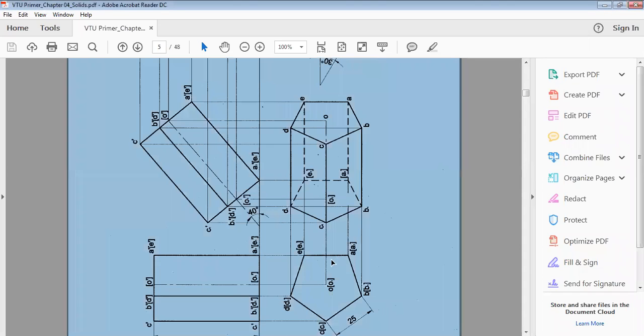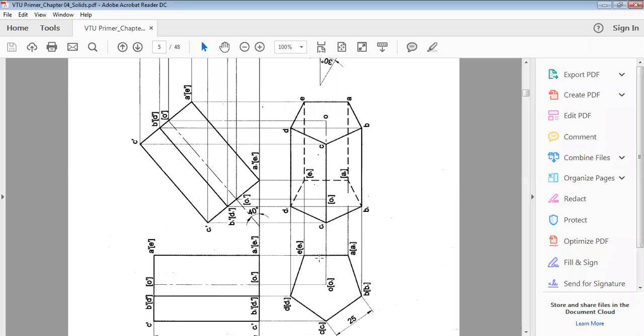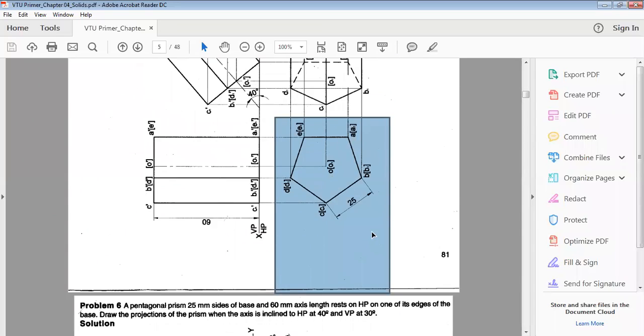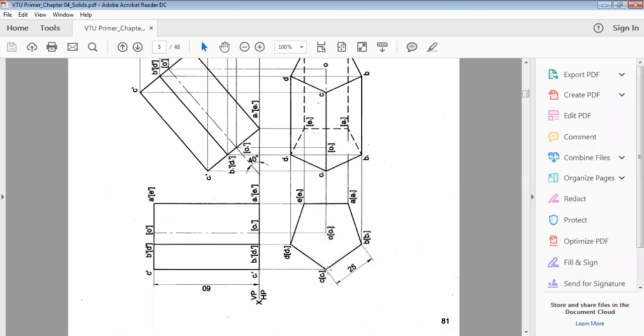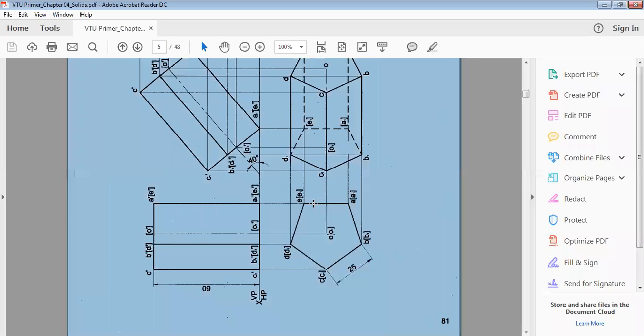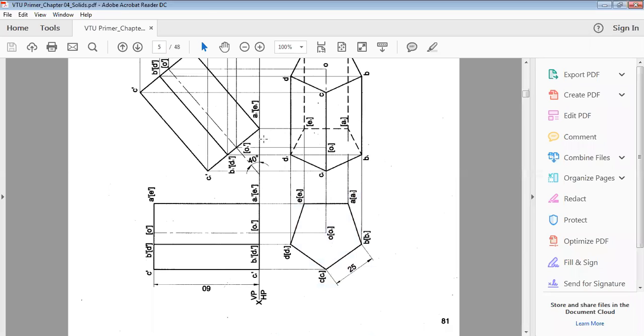If this base edge is making inclination, for example, in the problem in the primer book, they have done it in this way. Hope I'm making it very clear. So even if you start by resting the corner, it doesn't matter. But the only thing is, in the second position, what is being given is that this base edge AE is making inclination. That is very important, friends.